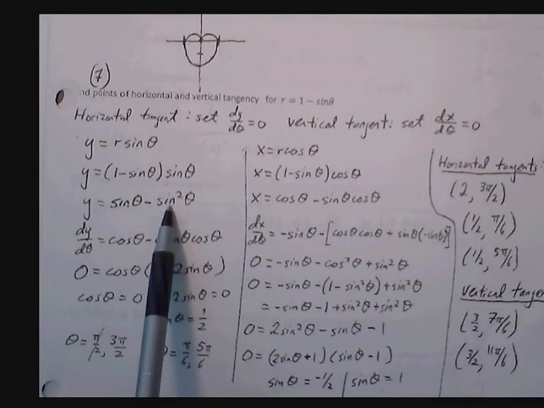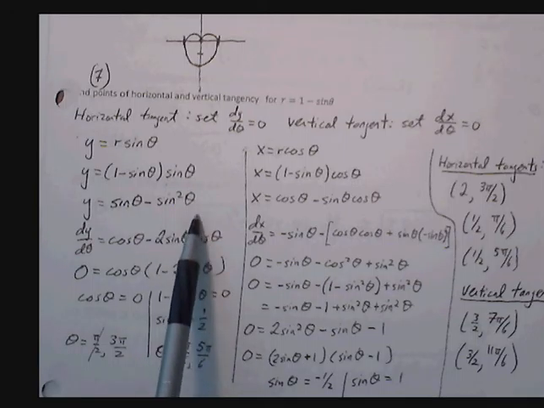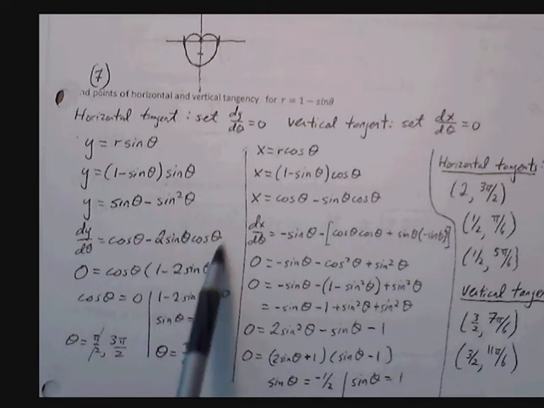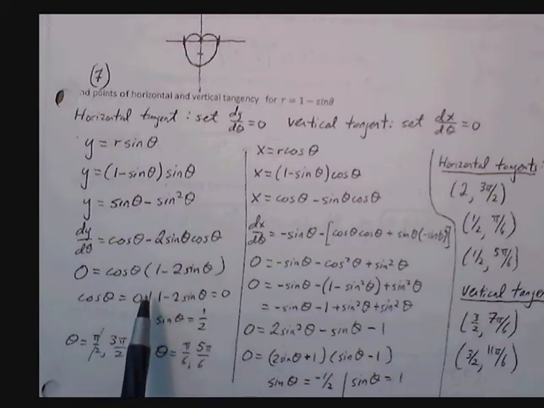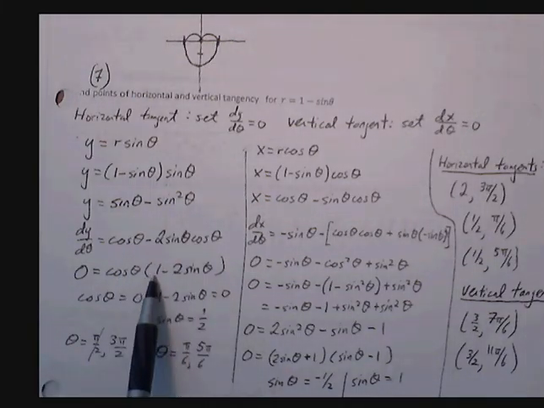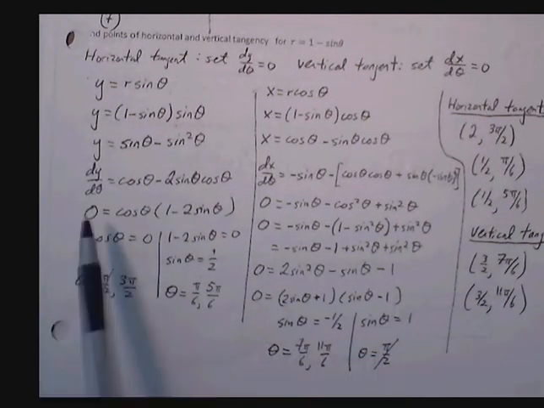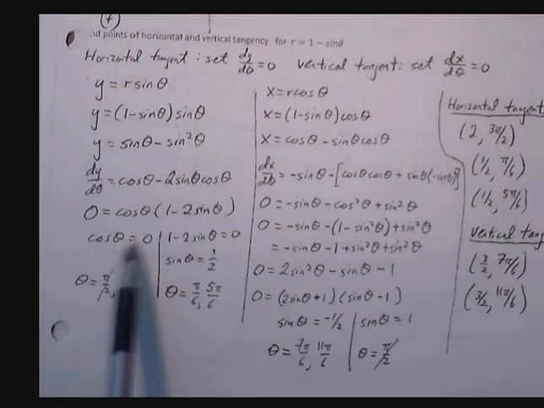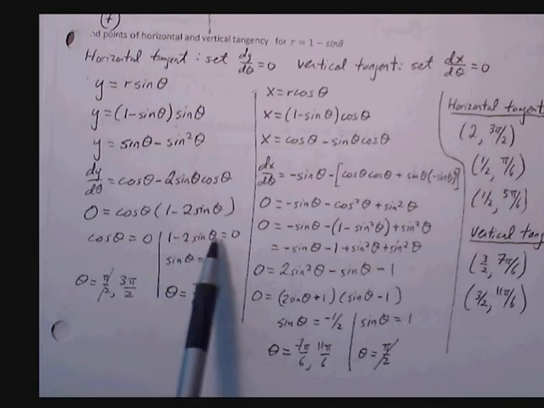Sine squared theta, we're going through chain rule here, so bring down the 2, keep the sine theta, subtract 1 from the exponent so 2 becomes 1, and then multiply by the inside function's derivative, which is cosine theta. Actually, I'm sorry, we're factoring out the cosine theta. So factor out the cosine theta, we're left with 1 minus 2 sine theta. We can set both portions equal to 0. So cosine is equal to 0 at 3 pi over 2, and 1 minus 2 sine theta is equal to 0.